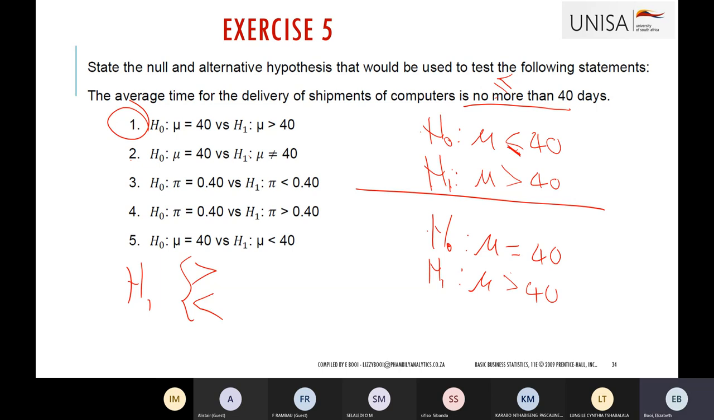So in this instance, the researcher wants to claim no more than, which is less than or equal. Therefore, the opposite of it will be greater than. The opposite of no more than is more than.